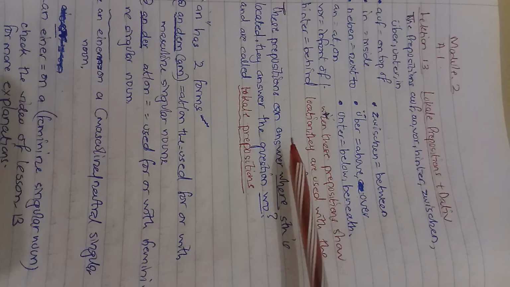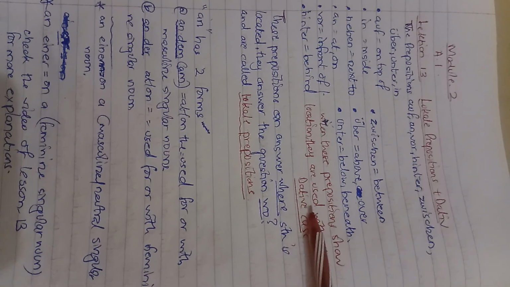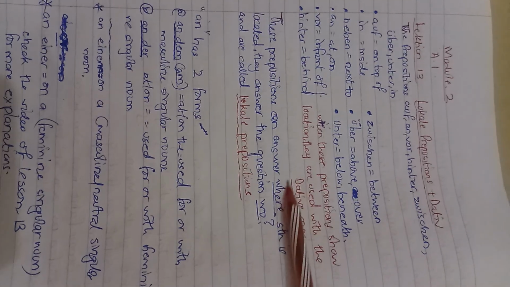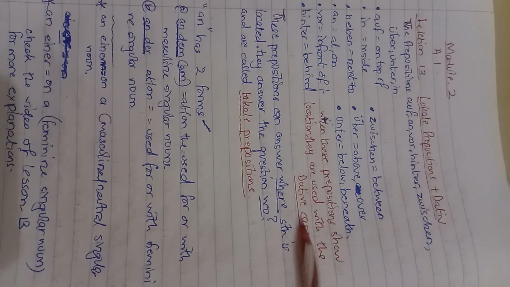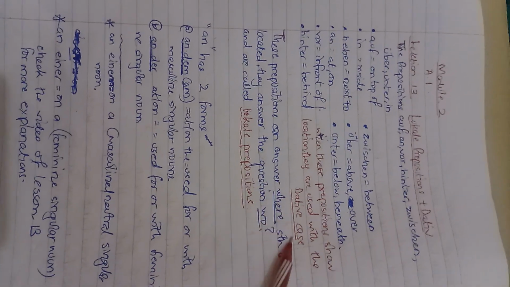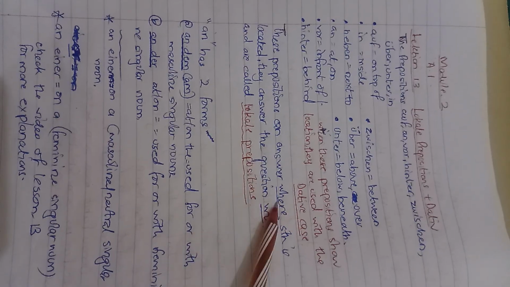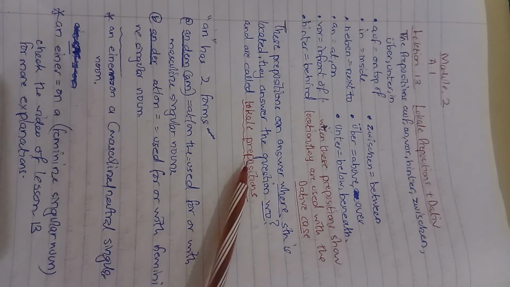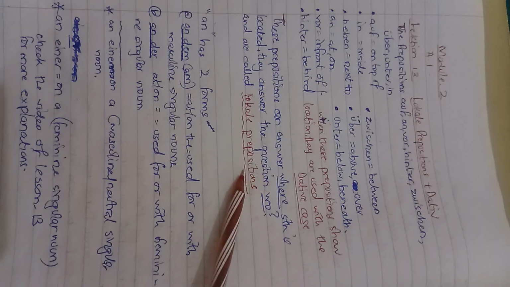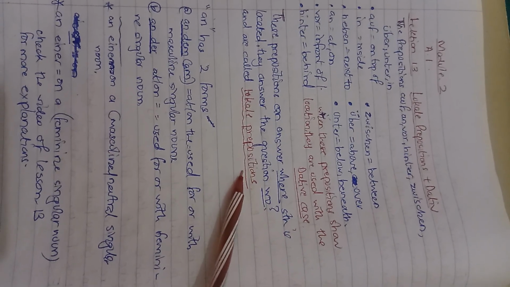When these prepositions show location, they are used with the dative case. We shall learn more about the dative case in level A2, but it is introduced now, so this is very important to understand. These prepositions can answer where something is located. They answer the question wo and are called local prepositions.